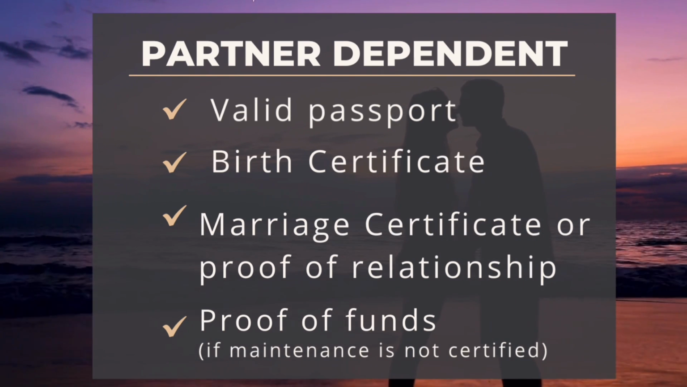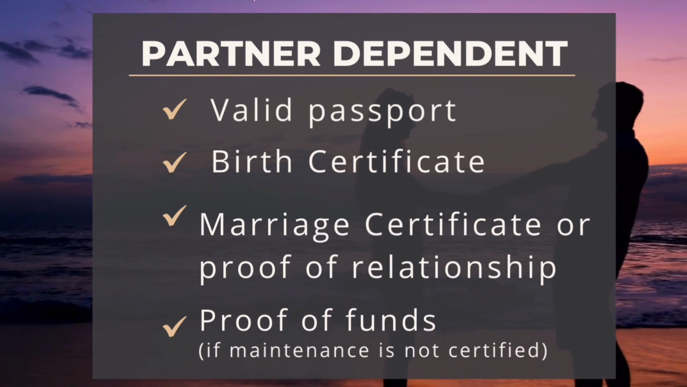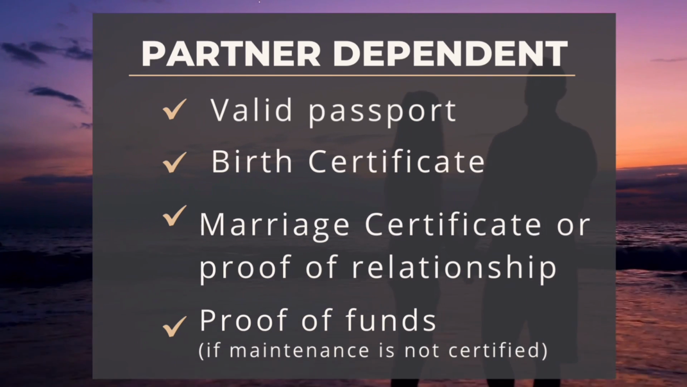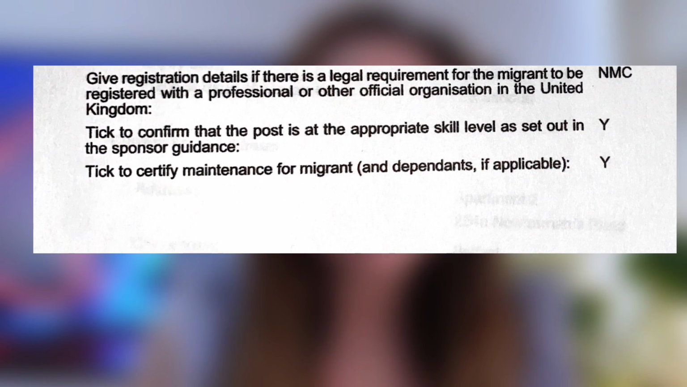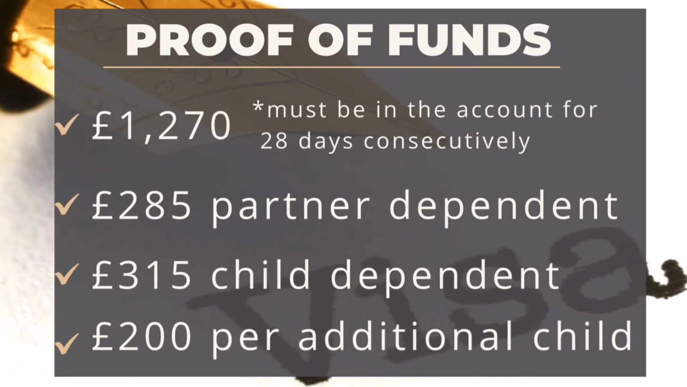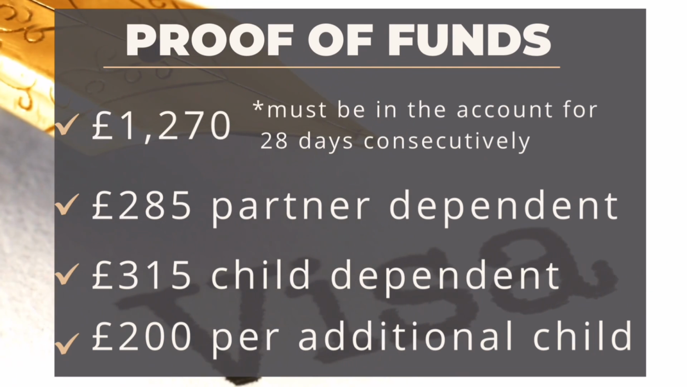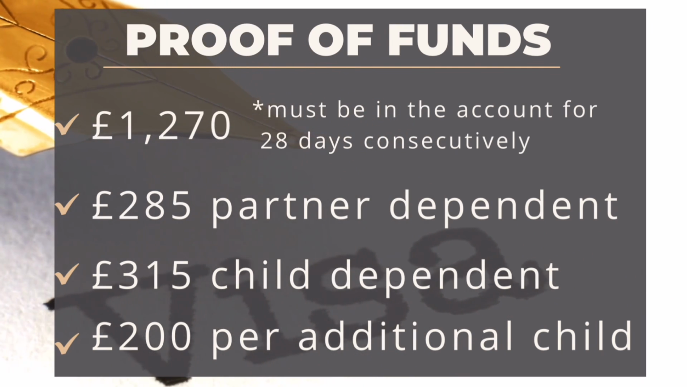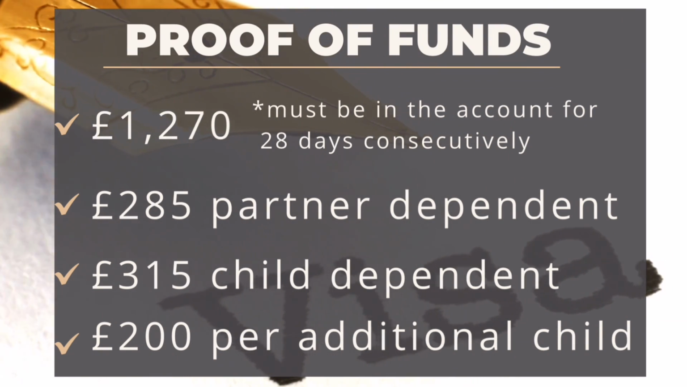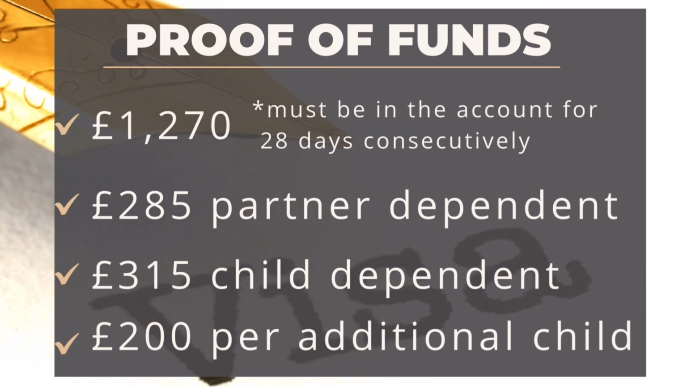This can be provided by the dependent or the main visa holder if the maintenance in the certificate of sponsorship is not certified by the employer. But if it's certified, you don't need any proof of funds. If you don't have a certified maintenance, you must show enough funds in your bank account, amounting to £1,270. That should be in your bank account for a consecutive 28 days, and an additional £285 for an adult applicant, and £315 for a child dependent, and £200 per additional child.